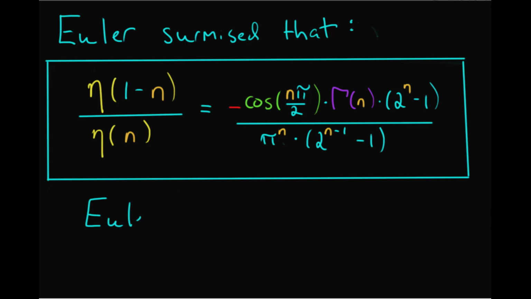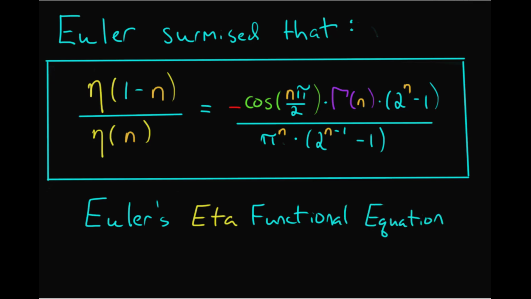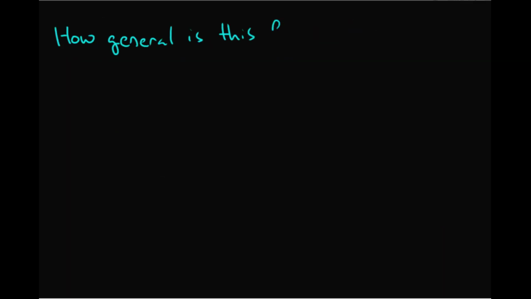A functional equation is an equation that relates the values that a function takes on one set of inputs to the value that same function takes on a different set of inputs. So here, if I know eta of n, I can use this equation to compute eta of 1 minus n, and vice versa. Well, how general is this formula?